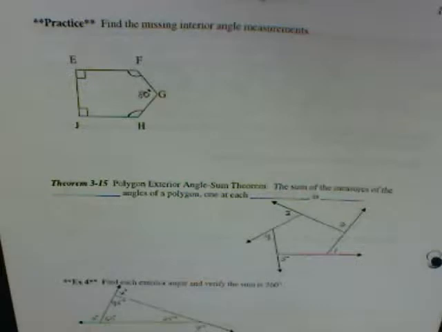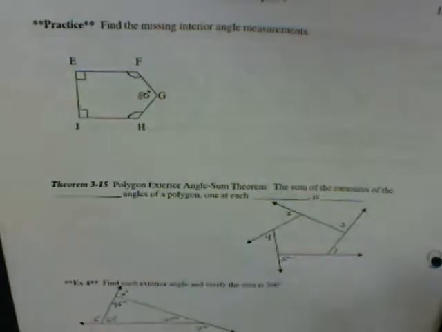You have a 5-sided object here, angle G is 80 degrees, and you have to figure out how big F and H are. So go ahead and pause the video and figure out that information, and we'll go over the answer shortly. Alright, let's see how everybody did.